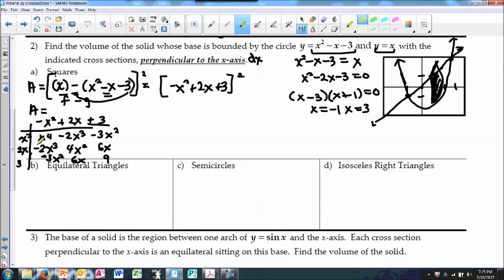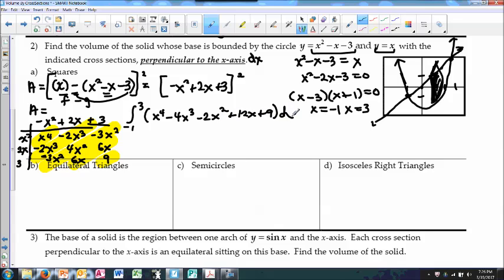So my tic-tac-toe means I have a corner of x to the 4th. I can connect the x cubed along the diagonal, the x squareds along the diagonal, x to the 1st power, and my constant. So I'm actually integrating from x is negative 1 to x is 3, the function x to the 4th minus 4x cubed minus 2x squared plus 12x plus 9 dx.